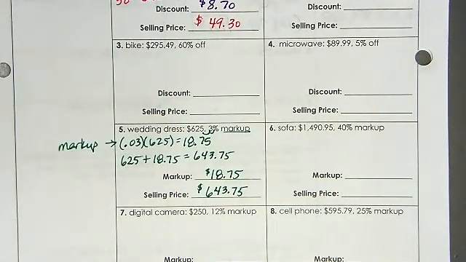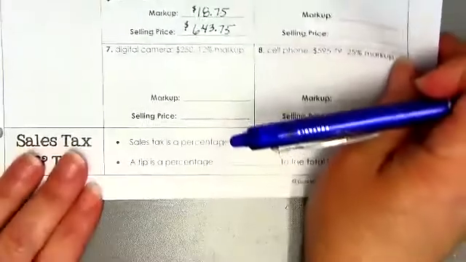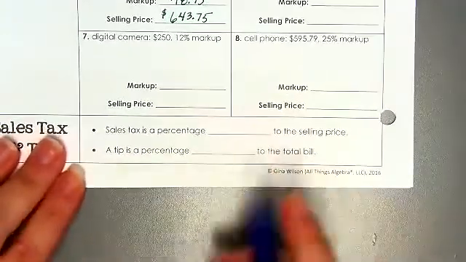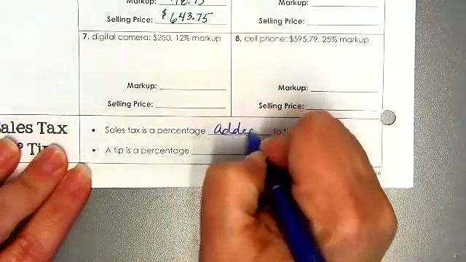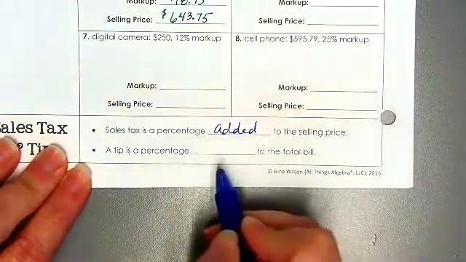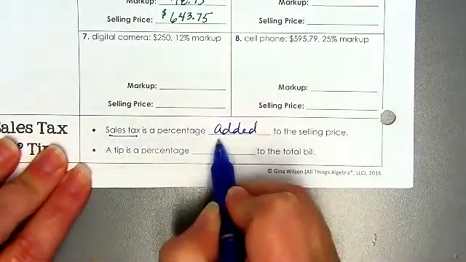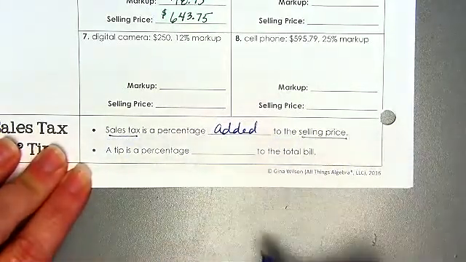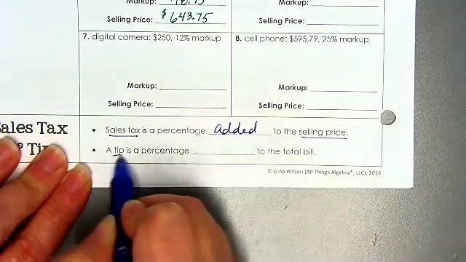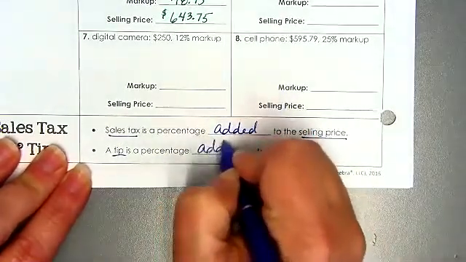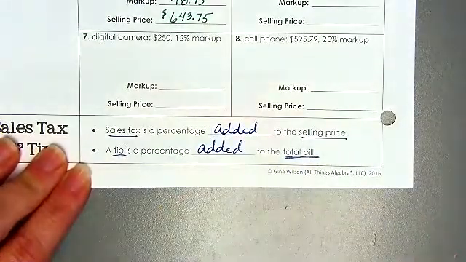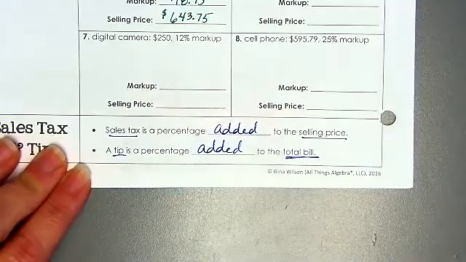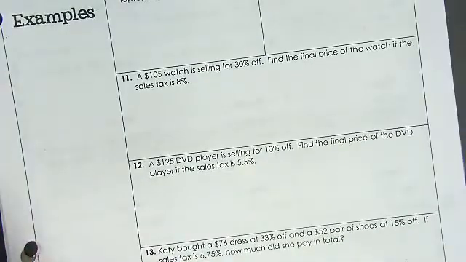So let's talk about sales tax and tip. When you're calculating sales tax, the sales tax is a percentage that is added to the selling price. So sales tax is added to the selling price. A tip is a percentage that is added to the total bill. So both of these you add. The only one that you subtract is when it's a discount. Okay, here we go. Let's work a couple of examples.